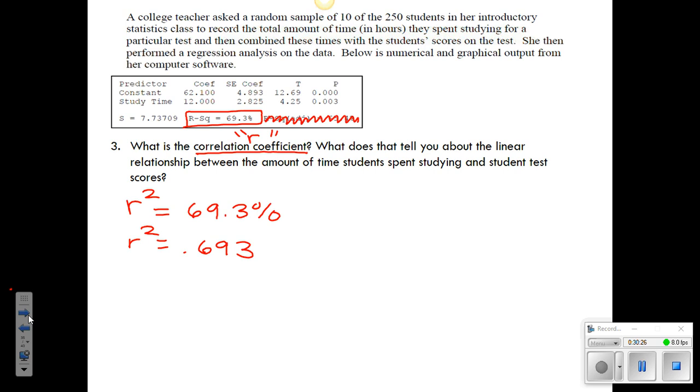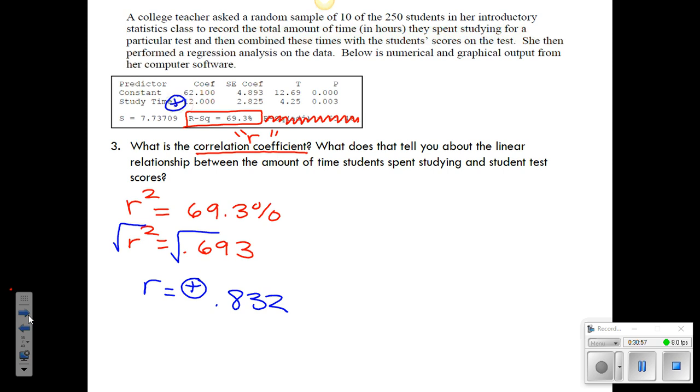So how are you going to find its cousin? Square root. Hello, cousin. Positive or negative? How do you know if it's both versus one versus the other? You need to look at the slope. What's the sign of the slope? So this is going to be positive point what? 0.832.